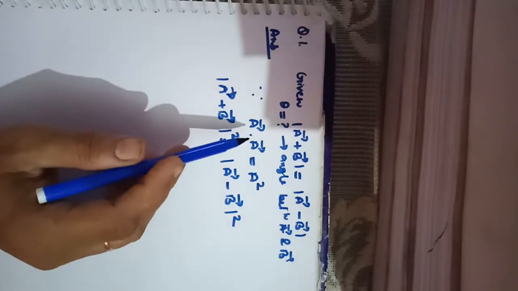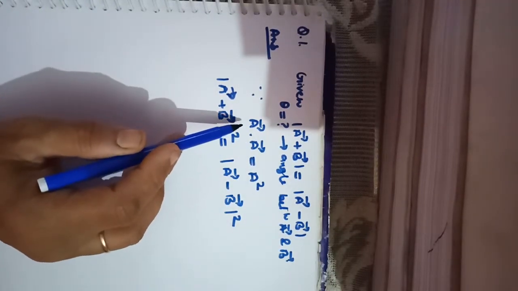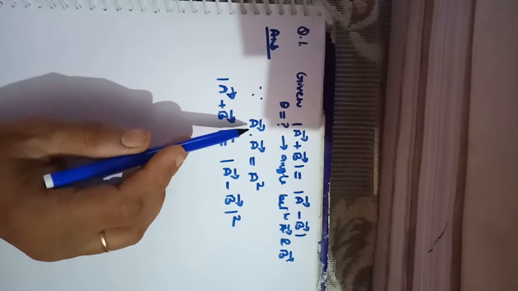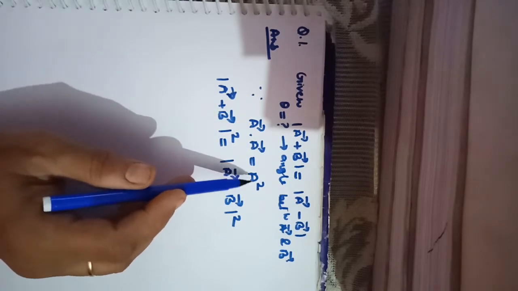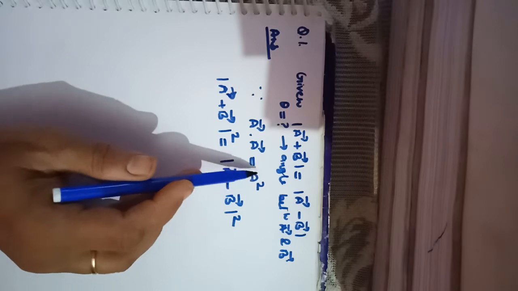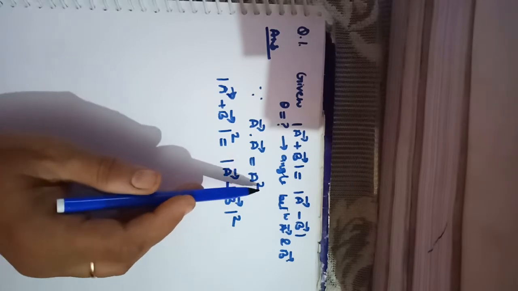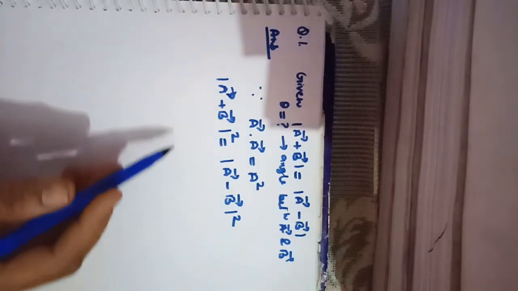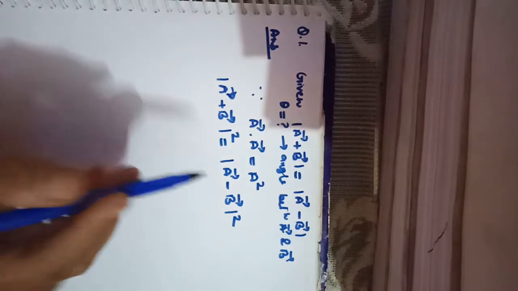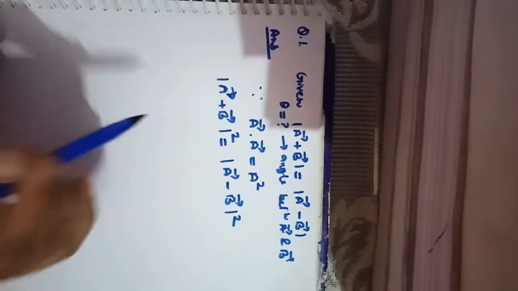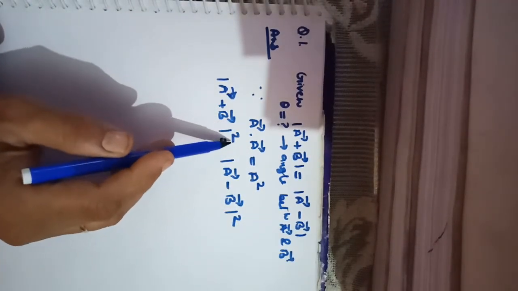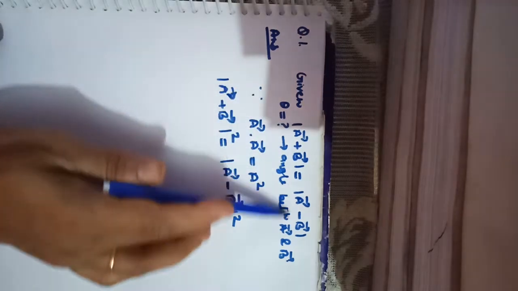First of all we are going to use the property of the dot product. According to the property of the dot product, the dot product of a vector with the same vector always gives you the square of its magnitude. So we are going to use this condition and prove the angle theta between the a and b vectors. We have taken this identity, and we are squaring on both sides of this expression.